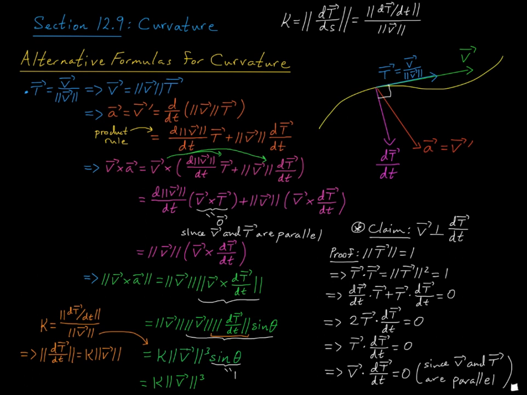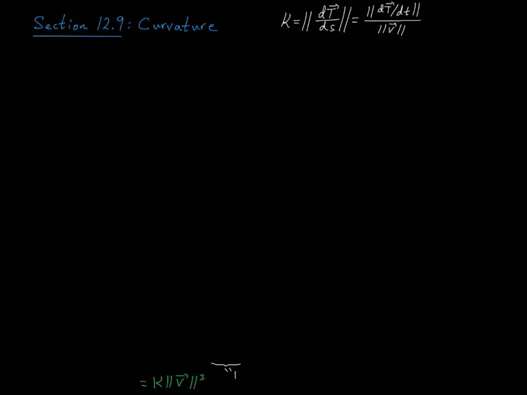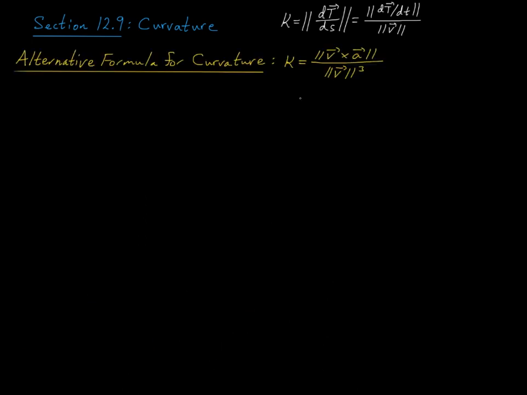Okay, so now what I'm ultimately after here is an expression for the curvature kappa. So if I divide both sides of this equation now by the magnitude of v cubed, that's going to give me the following formula for curvature. And I'll refer to this as an alternative formula for curvature, as does our textbook. And this is kappa equals the magnitude of the cross product of the velocity and the acceleration divided by the magnitude of the velocity cubed.